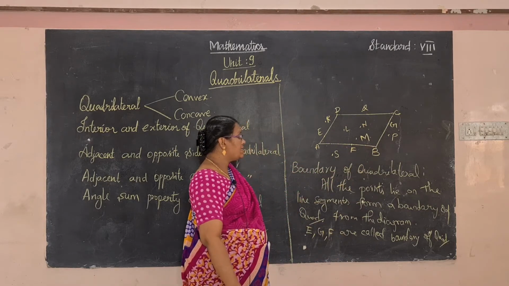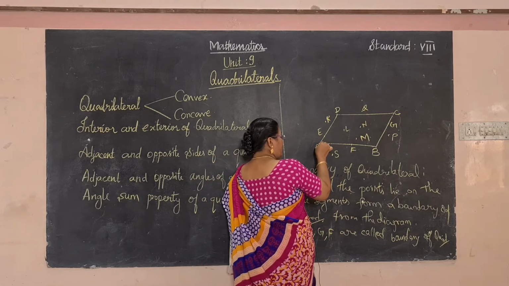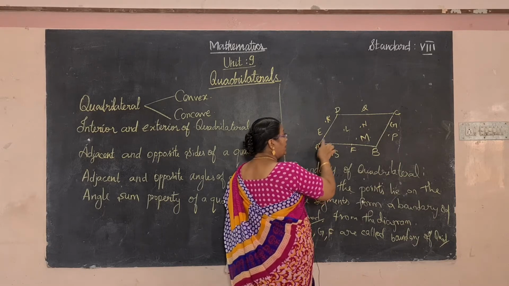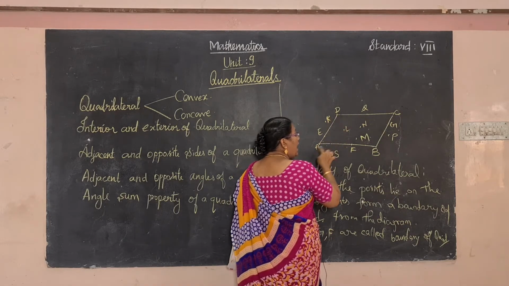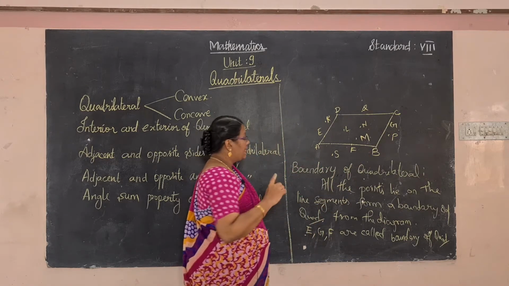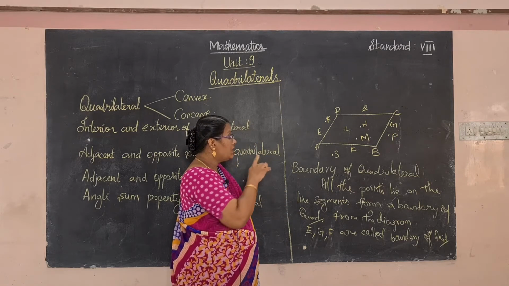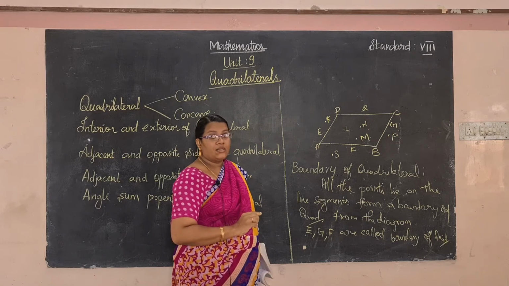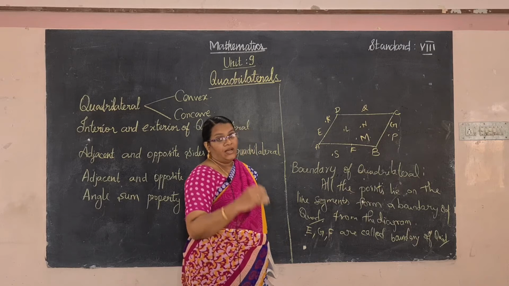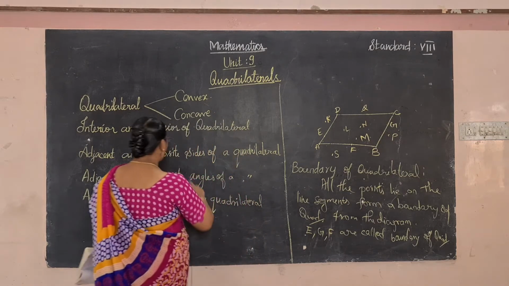Why do you say adjacent sides? Because A is the common point for the line segments AD and AB. So these two line segments are called adjacent sides. And then next one, opposite sides.